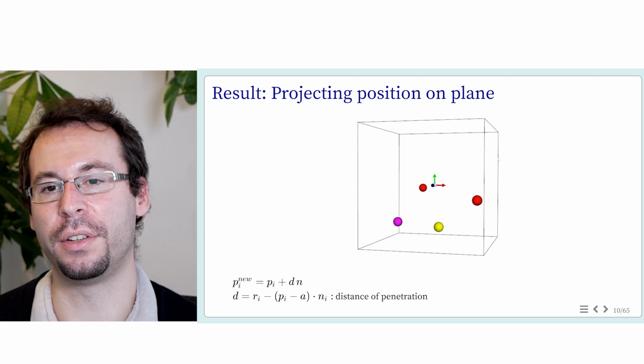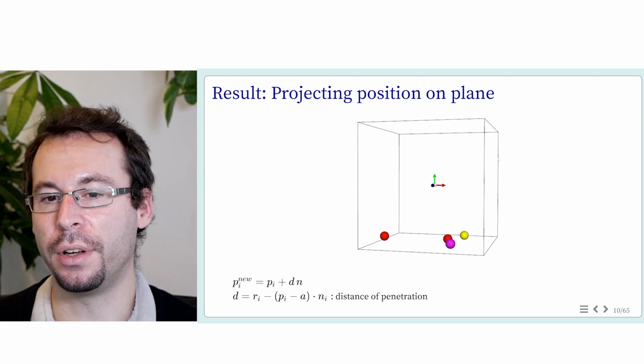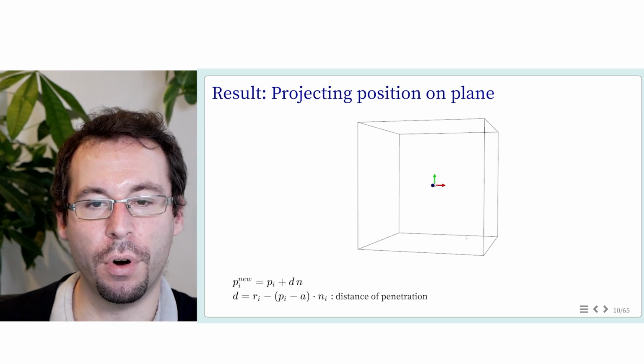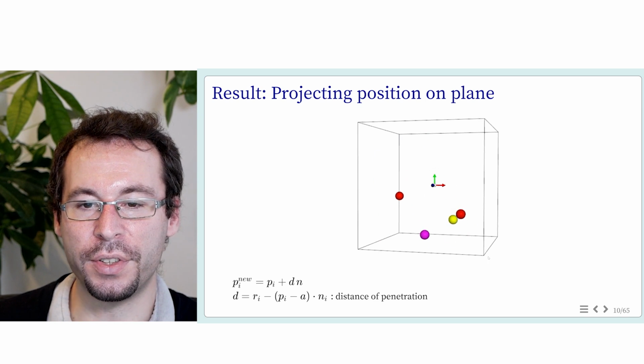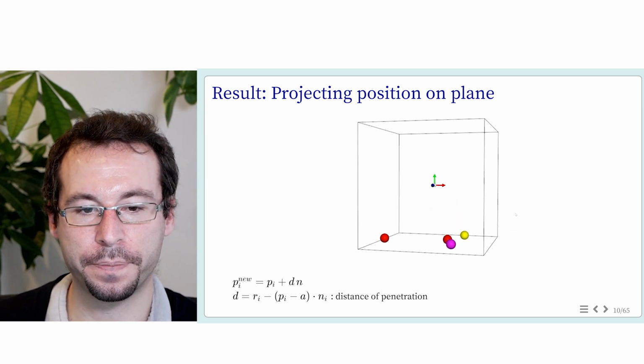And this is the result that you obtain if you apply the basic method where you just project the sphere on the plane. And it works already well for a simple case where there are few spheres on a single plane.